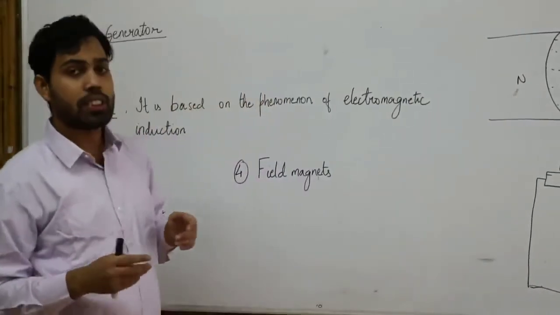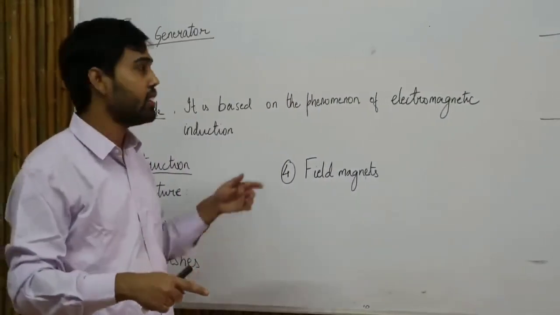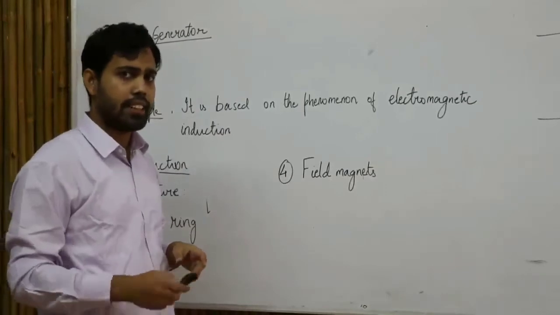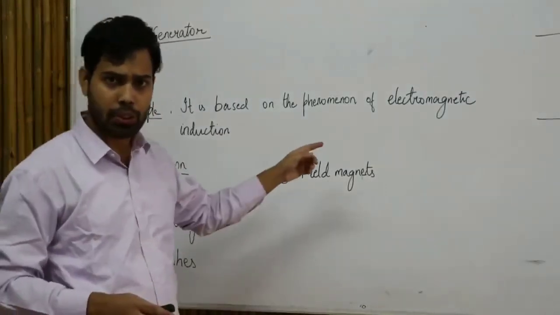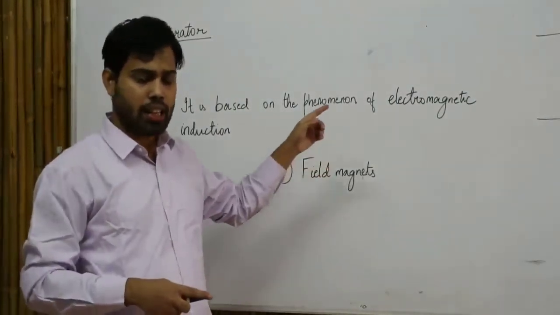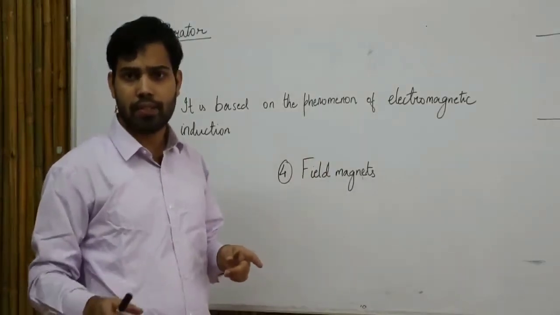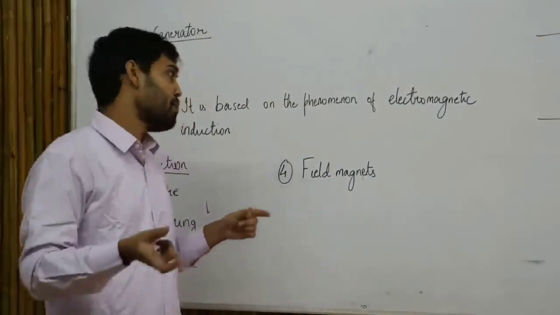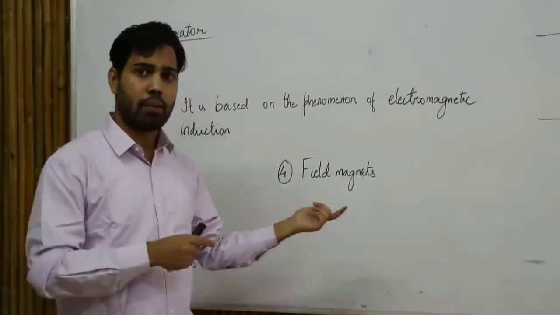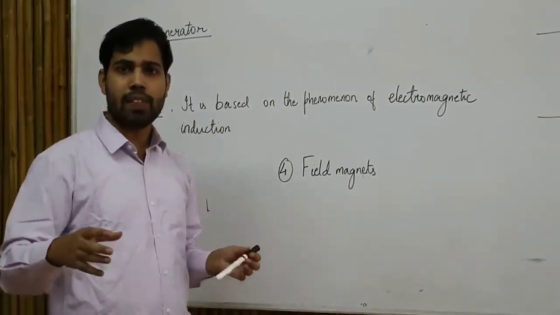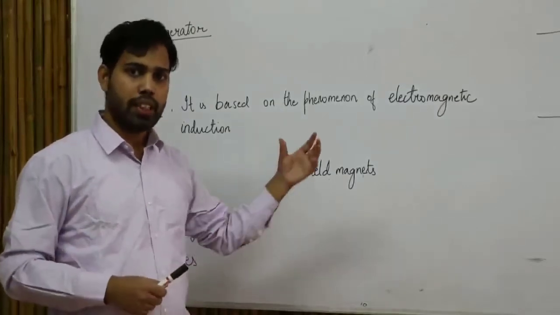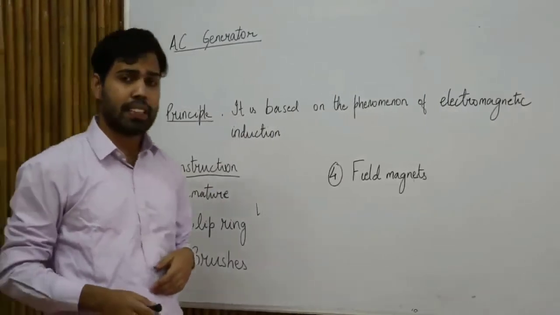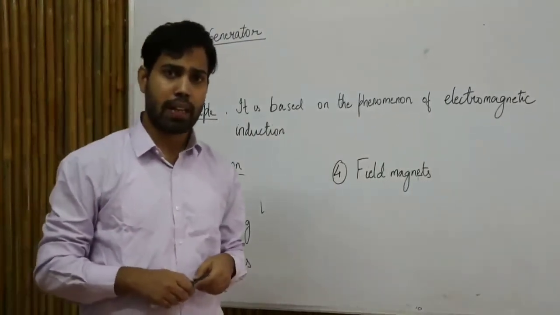And a device which is used to convert mechanical energy into electrical energy is known as an AC generator. Earlier we looked at the electric motor. What is an electric motor? An electric motor is a device which converts electrical energy into mechanical energy. But what is an AC generator? It is the opposite. It is a device which converts mechanical energy into electrical energy. The AC generator is based on the phenomenon of the electromagnetic effect.